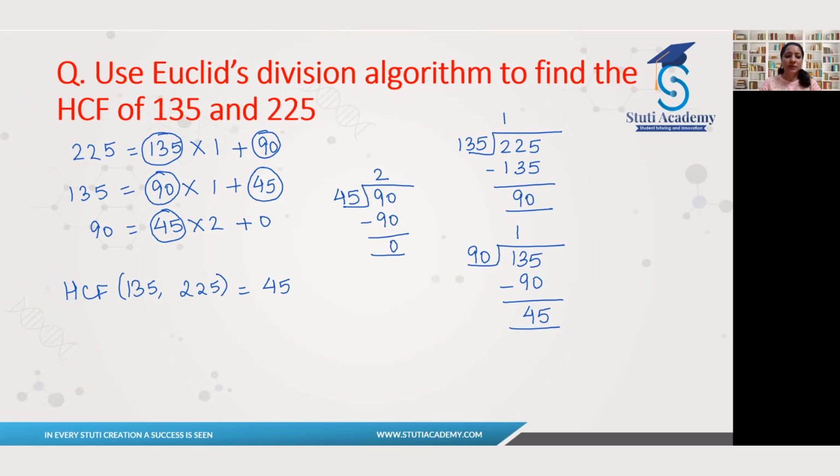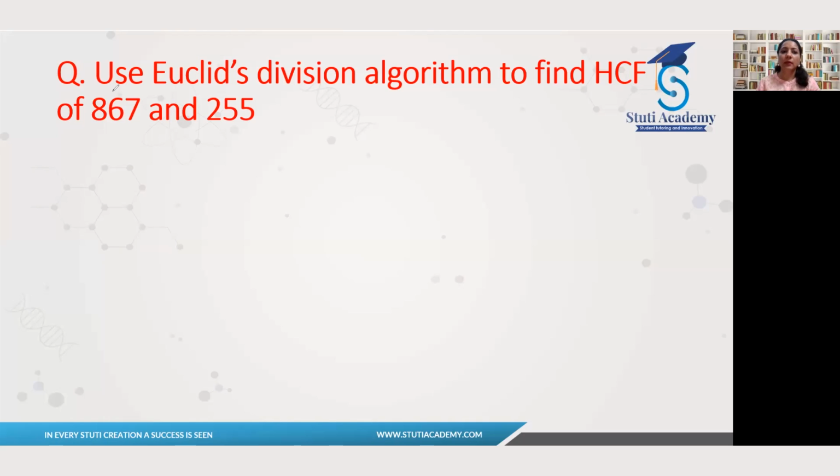All right. So after this, we'll proceed to the next one. Now, students, in the next question, we have to use Euclid's division algorithm to find the HCF of 867 and 255. So in this question also, we are going to divide the bigger number 867 by 255. And this is going to go 3 times. So we'll get 765 here and we'll be left with 102 as the remainder.